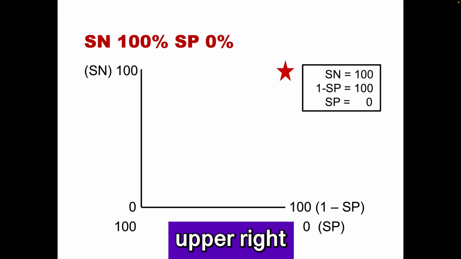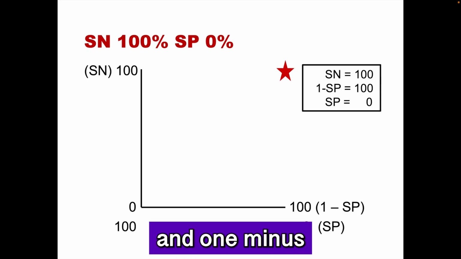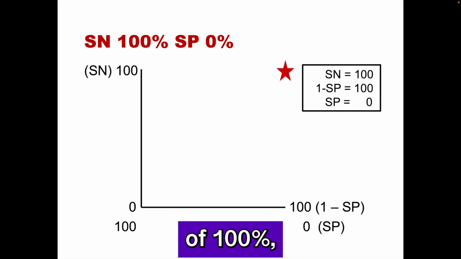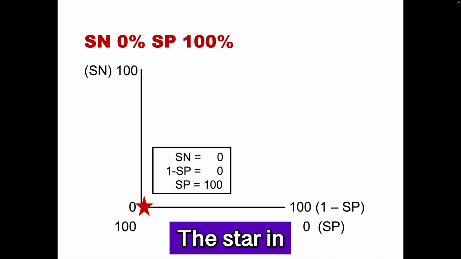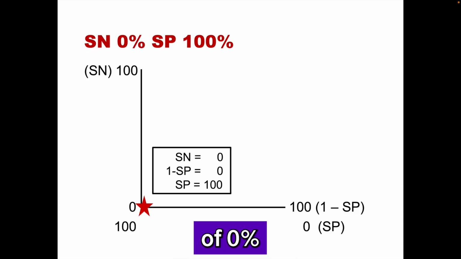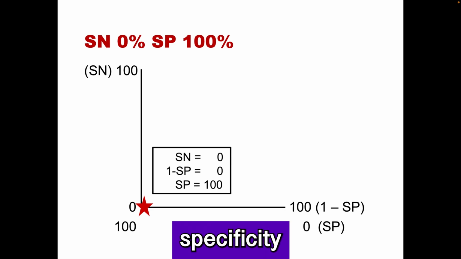The star in the upper right-hand corner represents a test with a sensitivity of 100% and 1 minus specificity of 100%, which equates to a specificity of 0%. The star in the lower left-hand corner represents a test with a sensitivity of 0% and a 1 minus specificity of 0%, which equates to a specificity of 100%.